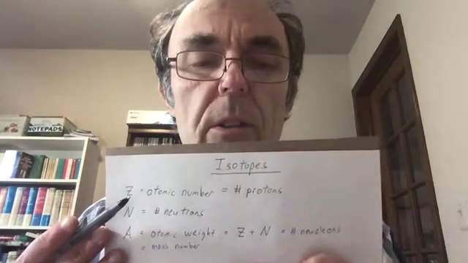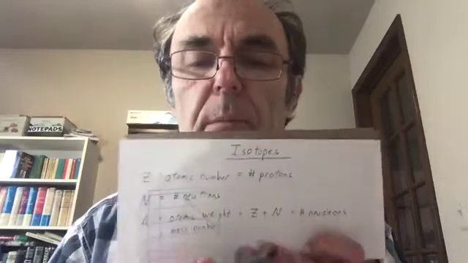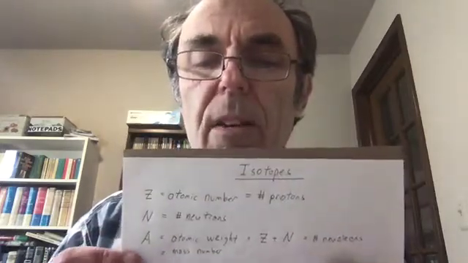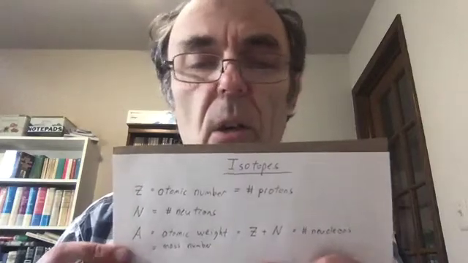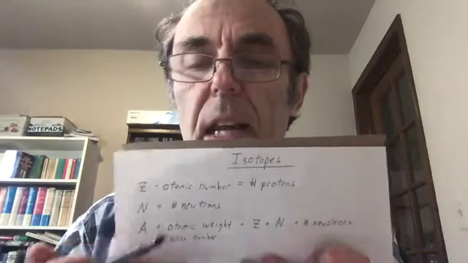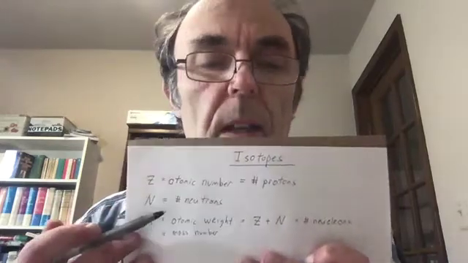First of all, there's one that gets the symbol Z and is the atomic number, and that's the number of protons in the nucleus. Remember, the atomic number is what specifies what element you have. So atomic number is probably the most important number that is associated with the nucleus, how many protons it has.